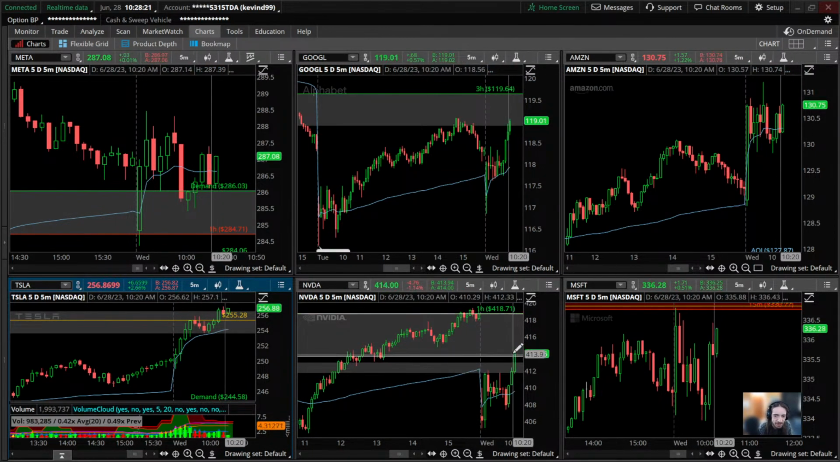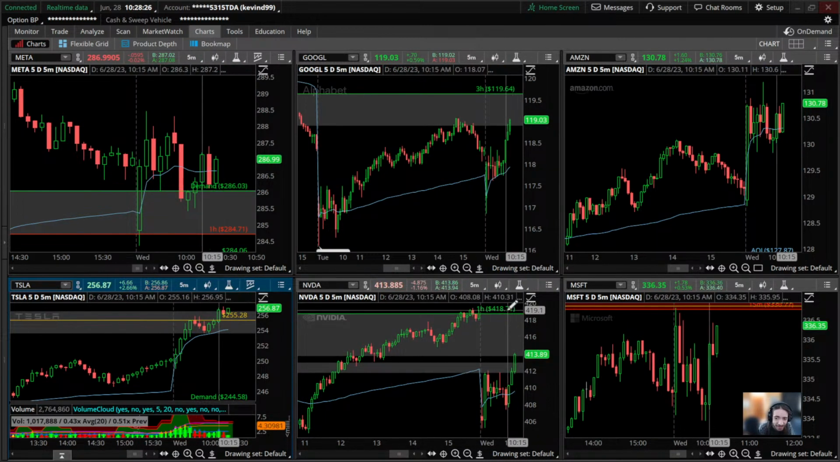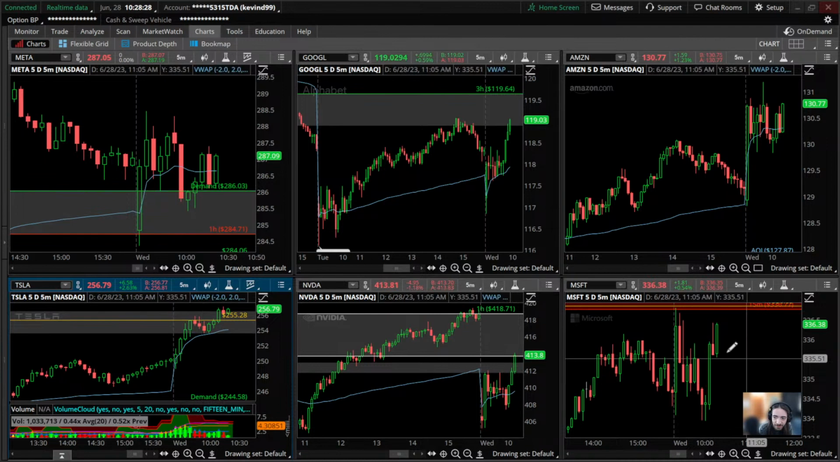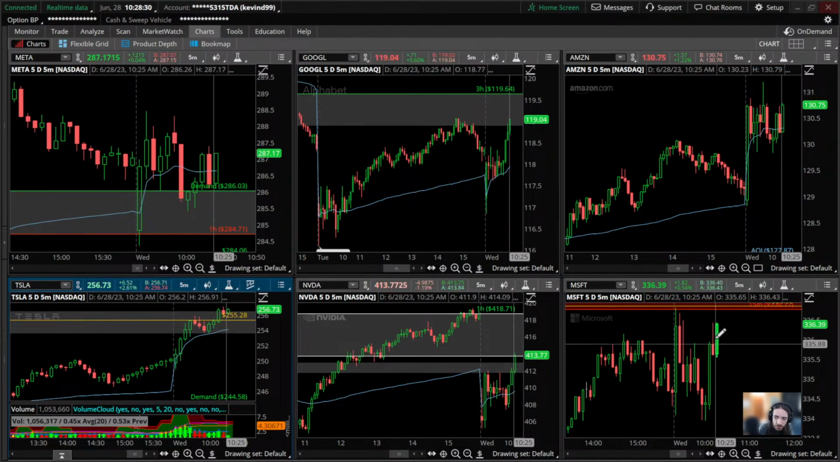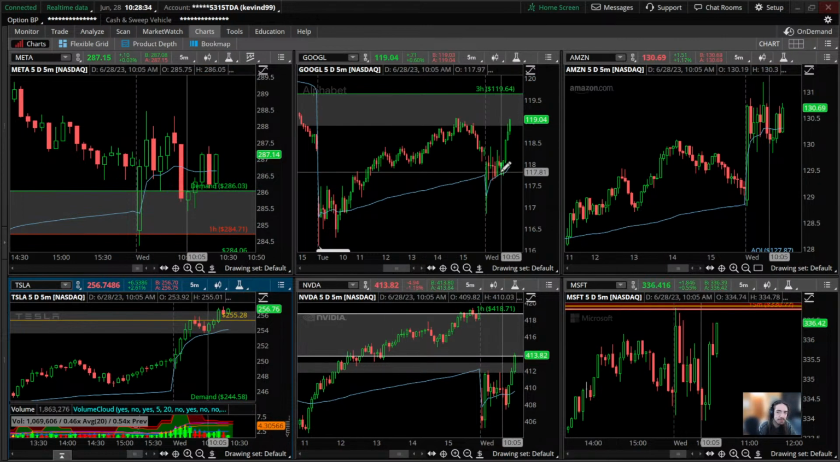Look at this, guys, Nvidia wants to fill that gap. That's crazy. It's about $4 to fill that gap. Microsoft, rally, base, rally right here. See if we could break that wick. Then the next 5 minute would be a good scalpable 5 minute.